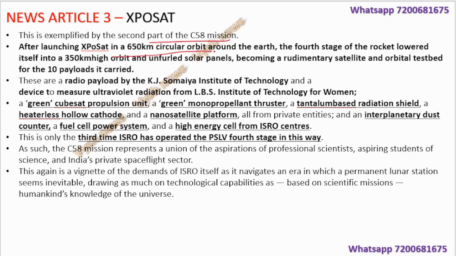So in a 650-kilometer circular orbit around the Earth, they will go. Then the 4th stage of the rocket, you should know PSLV has 4 stages. So like that they will use that, and then there are a lot of other payloads. 10 payloads are there other than the 2 main ones.